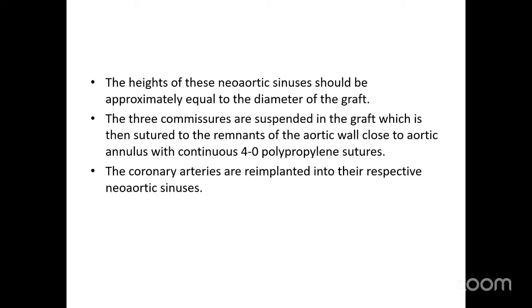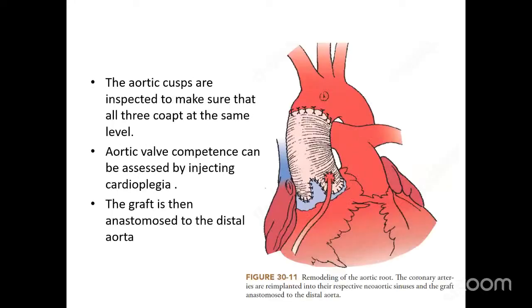Three commissures are suspended in the graft, which is then sutured to the remnants of the aortic wall, close to the aortic annulus, with continuous 4-0 polypropylene sutures. The coronary arteries are re-implanted into the respective new aortic sinuses. This is the complete picture.